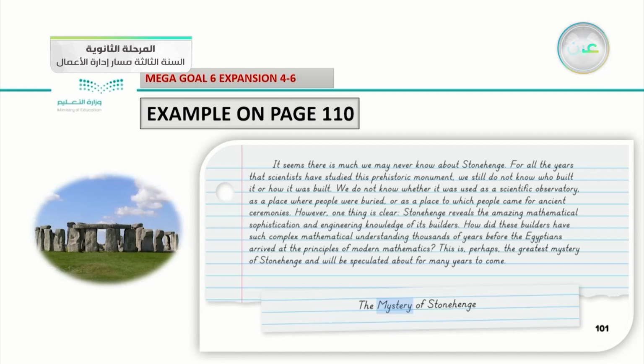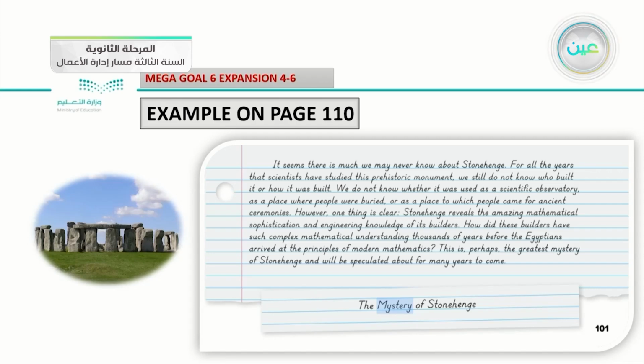However, one thing is clear. They give an example here. Stonehenge reveals the amazing mathematical sophistication and engineering knowledge of its builders. How did these builders have such a complex mathematical understanding thousands of years before the Egyptians arrived at the principles of modern mathematics? This is perhaps the greatest mystery of Stonehenge and will be speculated about for many years to come. And at the end, the mystery of Stonehenge is quoted from the conclusion according to that title.